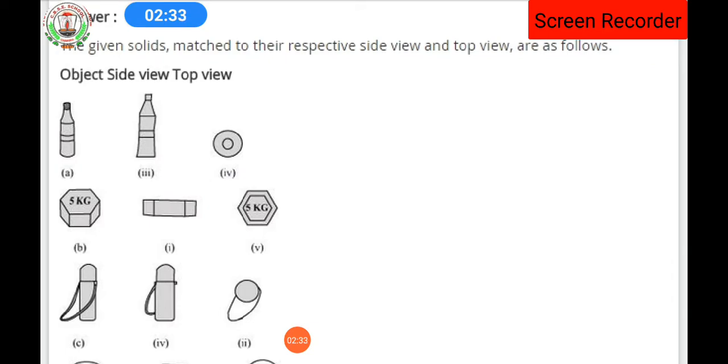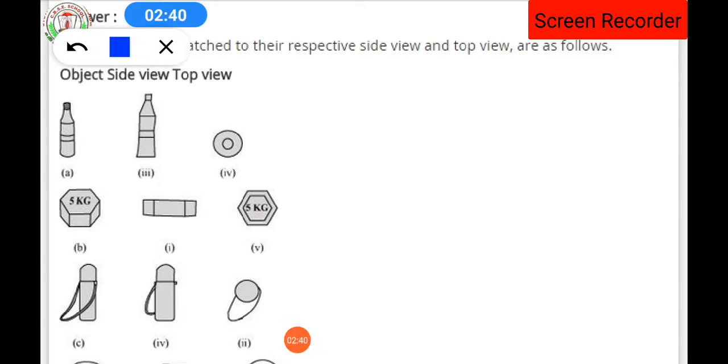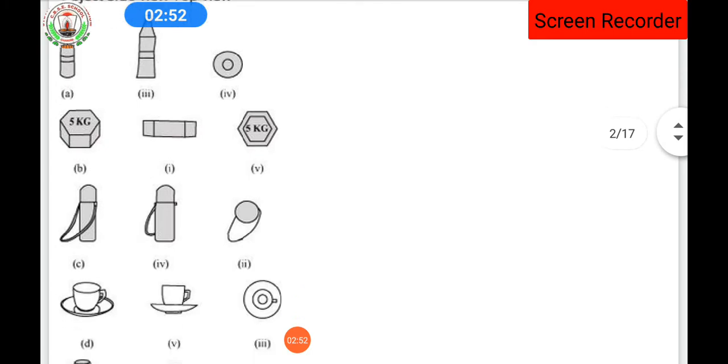Now moving toward the second one, a 5 kg weight. For the 5 kg weight, the side view will be like this and the top view will be the same. Similarly for the bottle, the side view will be like this and the top view will be here. So according to that we have to match one by one.